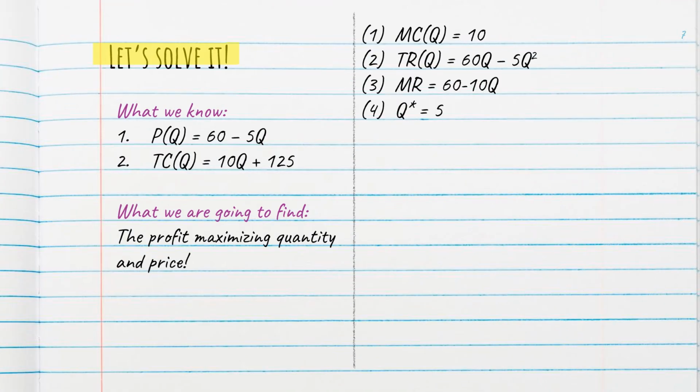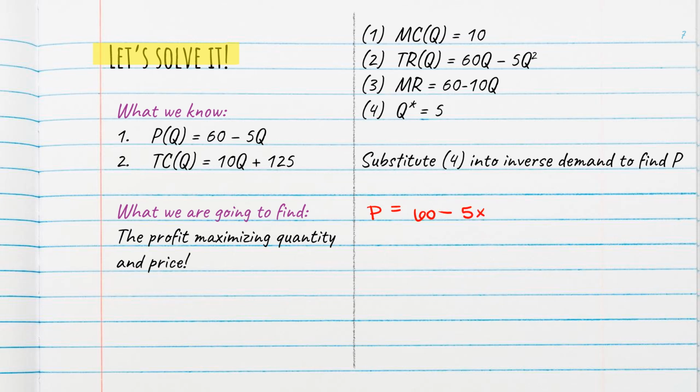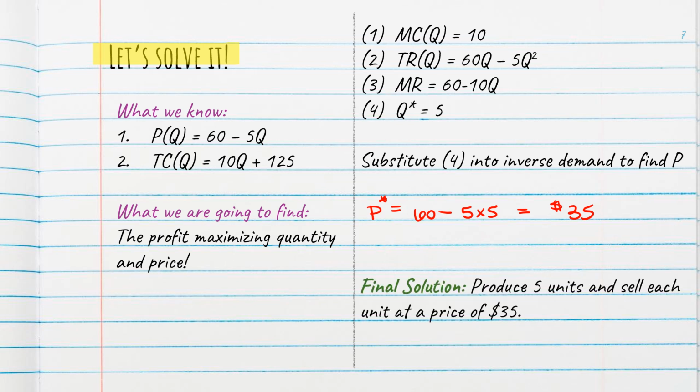Now that we know our profit maximizing quantity is 5, we just need to substitute that into our inverse demand curve to find price. So price is going to be equal to 60 minus 5 times 5. 60 minus 25 is $35. So we can call this P star because it's the profit maximizing price. So our final solution is the firm should produce 5 units and sell each unit at a price of $35.